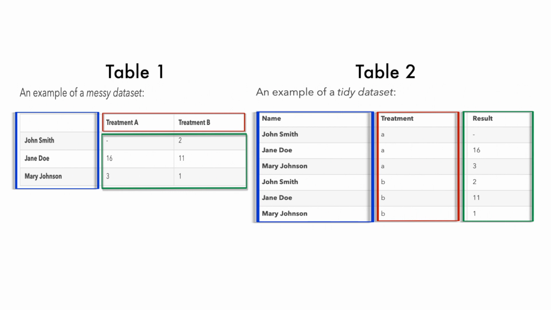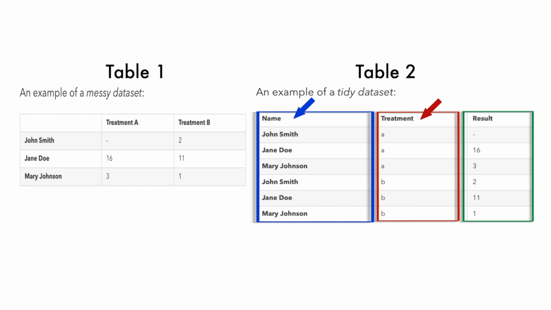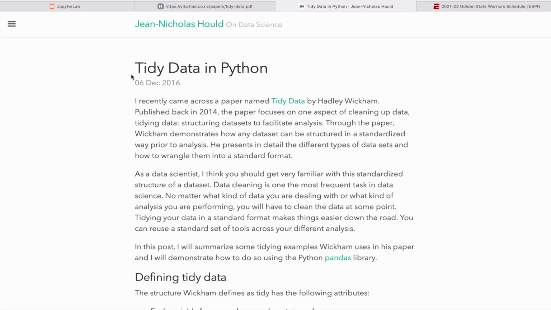But if you look at table 2, it is a transformed and tidy version of table 1. As you can see, we have a different column for name, a different column for treatment, which has treatment A and B as values, and a result column which contains the values within the treatment. For more information, this tidy data in Python article by Jane Nicholas Hall is a good start. I'll leave the link in the description below.